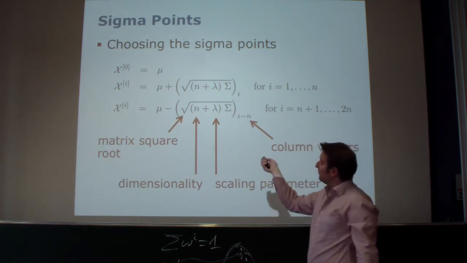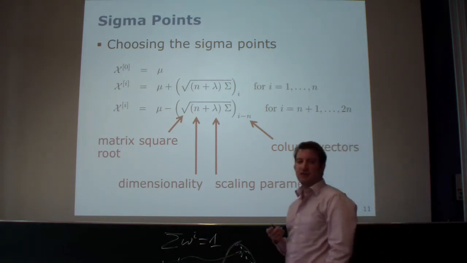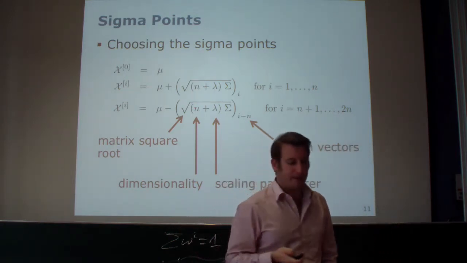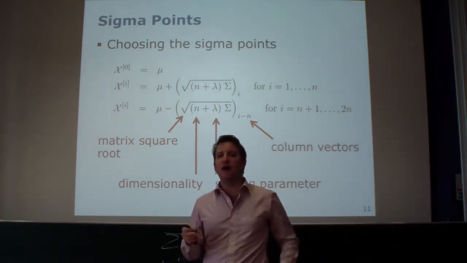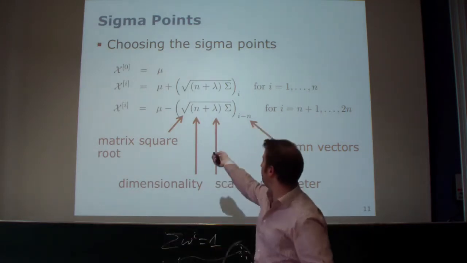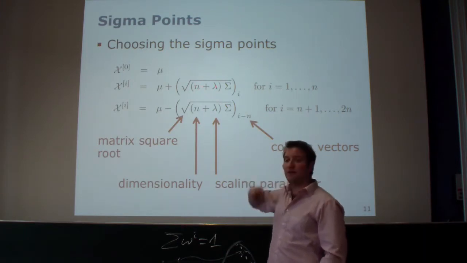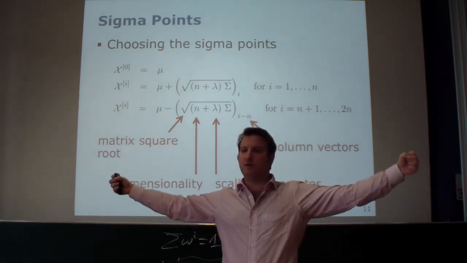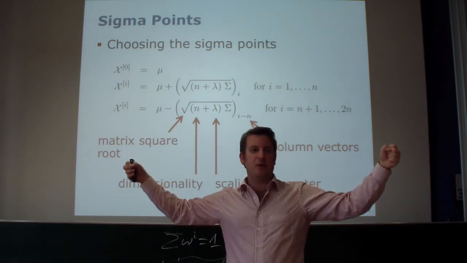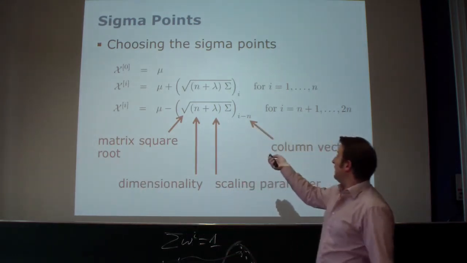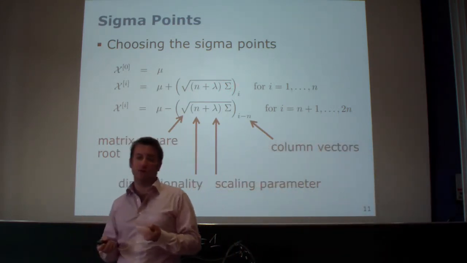Okay, so let's have a look at what this formula actually does. The n here is the dimensionality of our Gaussian distribution, and the second term here is a scaling parameter, lambda. This mainly determines how far these points are from the mean. You can see they are under the square root, so how far the points are away depends on the dimensionality and on lambda. The smaller lambda is, the closer the points go toward the mean, and the bigger lambda, the further away they are. Then we have the covariance matrix, but under a square root. This is called the matrix square root.